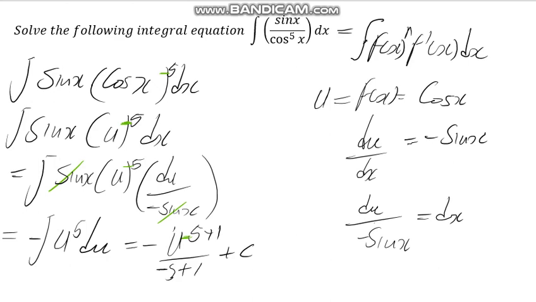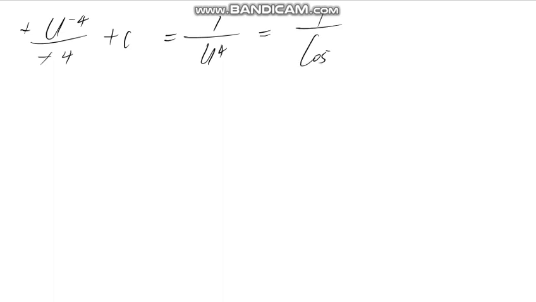So the final answer will be minus u to the power minus 4 over minus 4 plus c. Therefore, the minus and minus will cancel. Then you'll be left with 1 over u to the power of positive 4, which is the same as 1 over, what is your u? Your u is cos x to the power of 4.